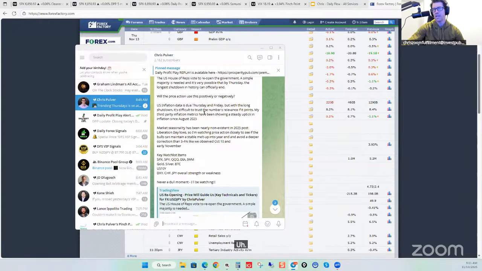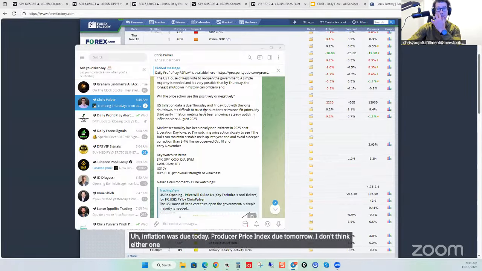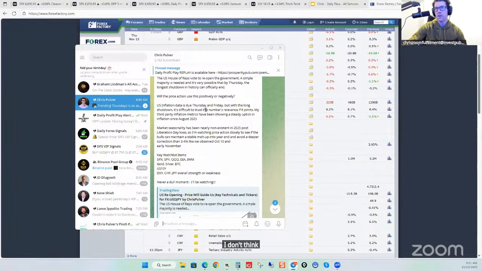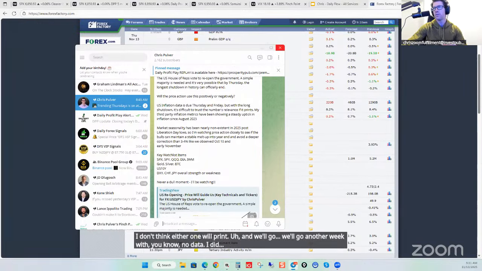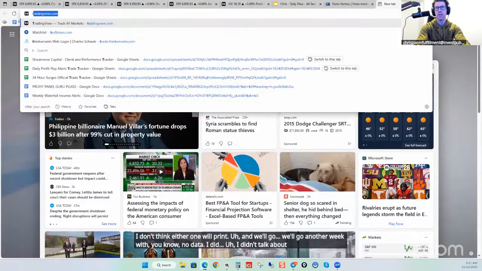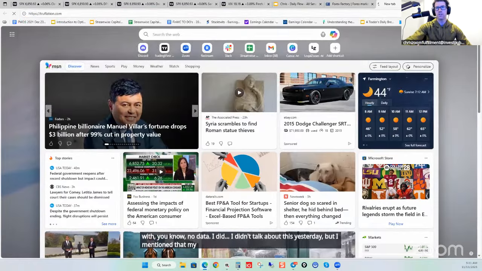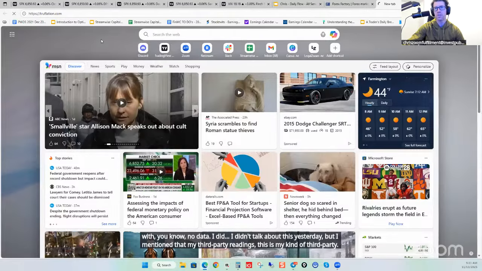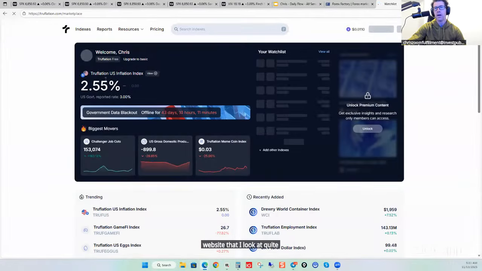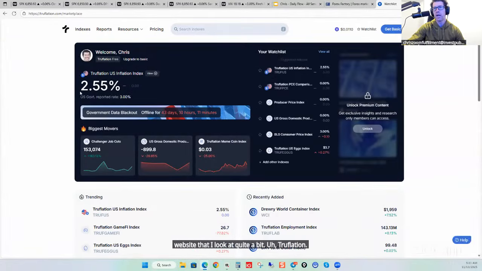Inflation was due today. Producer price index due tomorrow. I don't think either one is happening. I don't think either one will print. And we'll go another week with no data. I didn't talk about this yesterday, but I mentioned my third party readings. This is my kind of third party website that I look at quite a bit. Truflation.